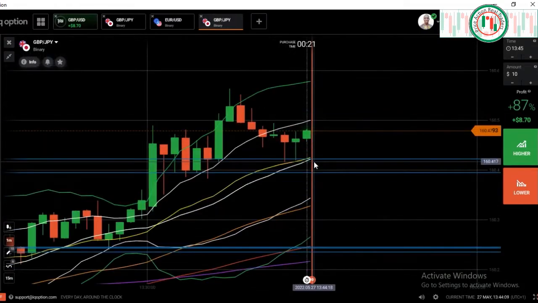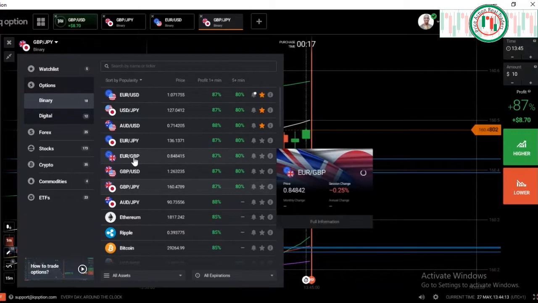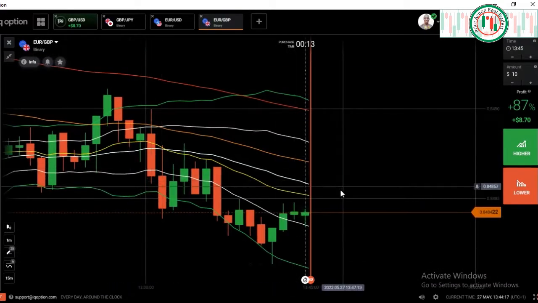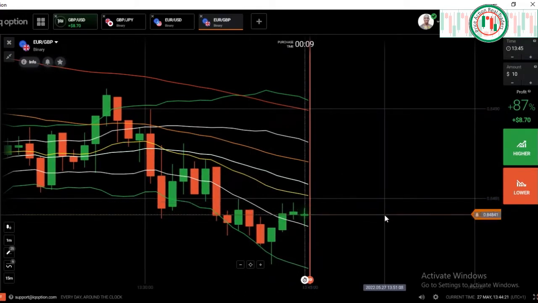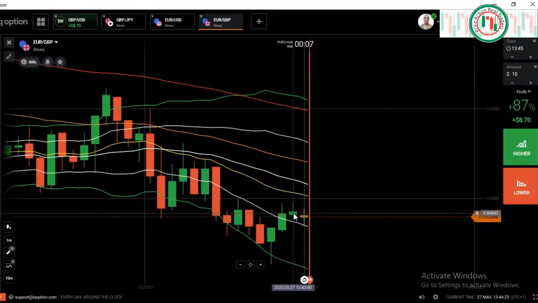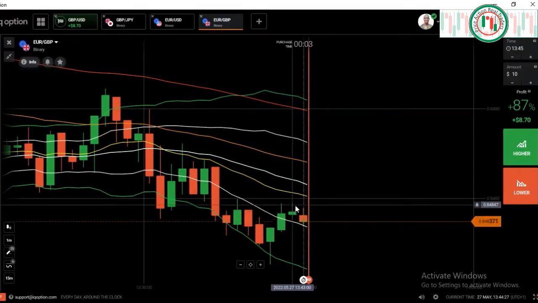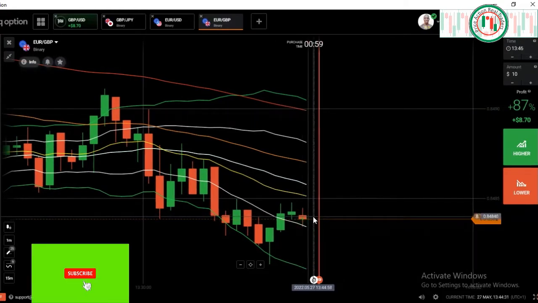Let me check another one. Sorry, this is the one that I have opened. Euro GBP. Yes, Euro GBP here. We are at the zone here, but gap down. So here it is tricky to place your trade. The market is supposed to reverse here, but because of the gap down, I will not place my trade.